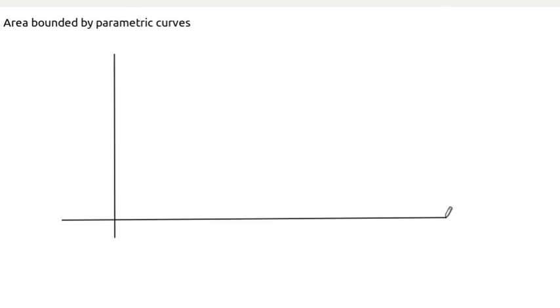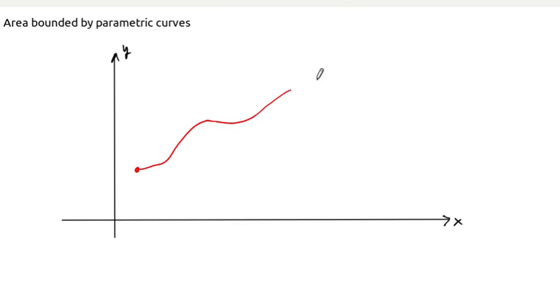So let's talk now about the area bounded by parametric curves. Let's suppose, for the sake of this discussion, that we have a parametric curve which obeys the vertical line test. So even if we can't write down an equation to represent this as a function, it could be represented as a function. So let's say it starts here and it passes the vertical line test. So this one is perfect.